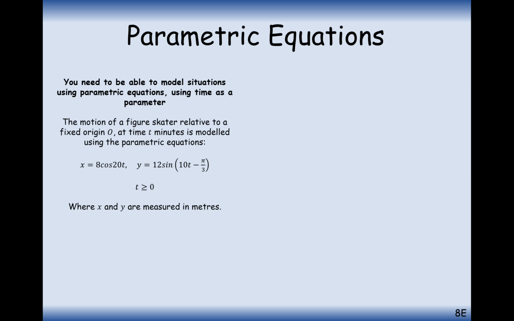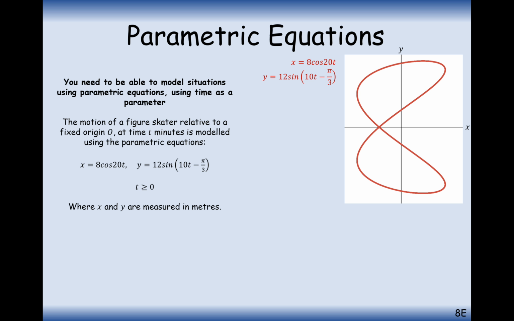Okay, that's the second one done. Now we've got a third question to do here. The motion of a figure skater relative to a fixed position O at time t minutes is modelled using the parametric equations x equals 8 cos 20t and y equals 12 sin(10t minus pi by 3), where t is greater than 0. x and y are measured in metres, and this is what the diagram looks like. So a very nice figure of 8 here, slightly crooked to the left, but that's absolutely fine. The figure skater can do as he or she wishes. So let's have a go at answering the questions here.